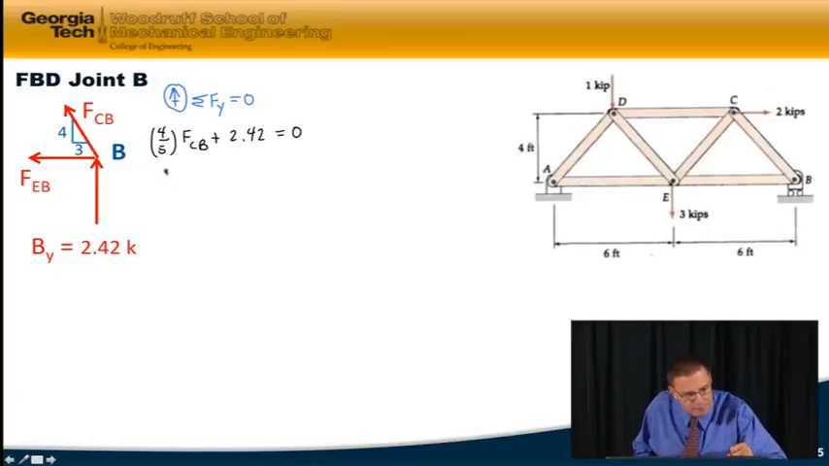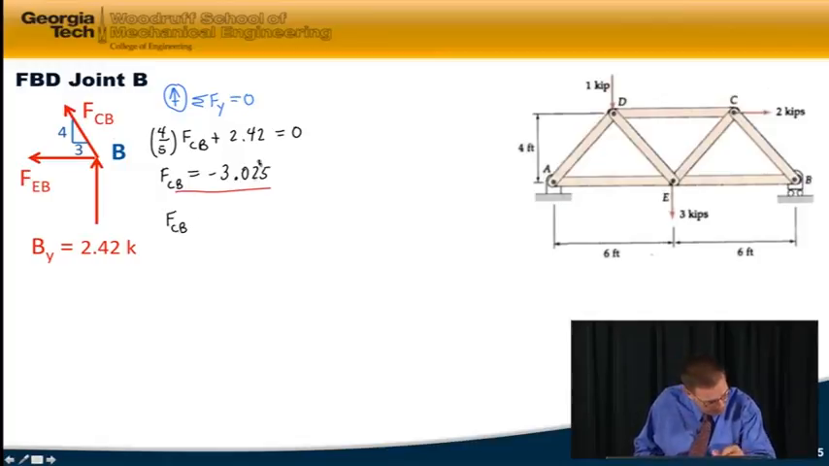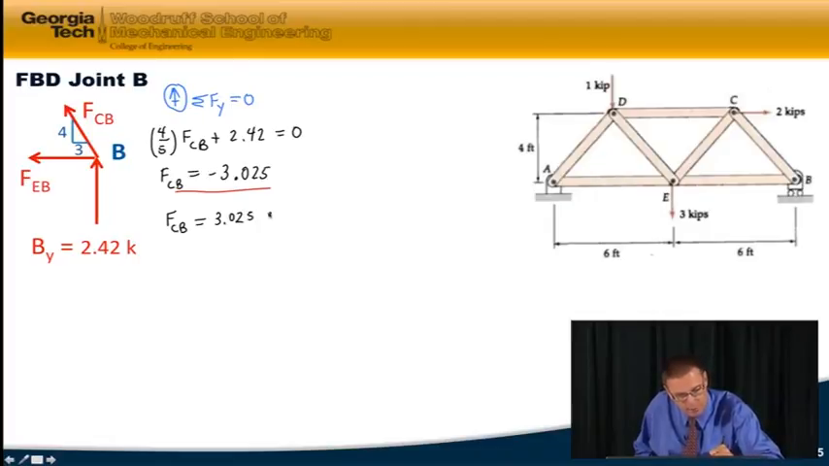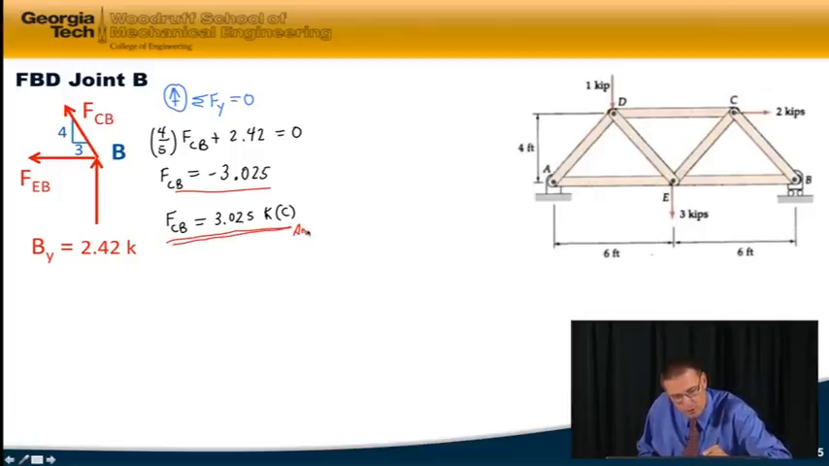And so I get FCB equaling minus 3.025, which means that, since I assumed all the members in tension, instead of tension this member is in compression. So FCB is equal to 3.025 kips in compression. And I'll just put the symbol C in parentheses there for compression. So that's one of my forces in one of my members.